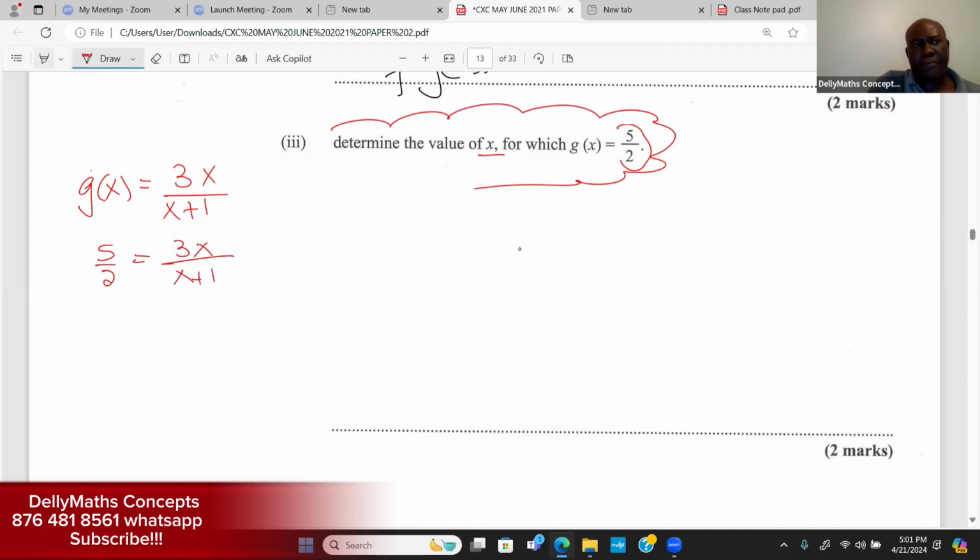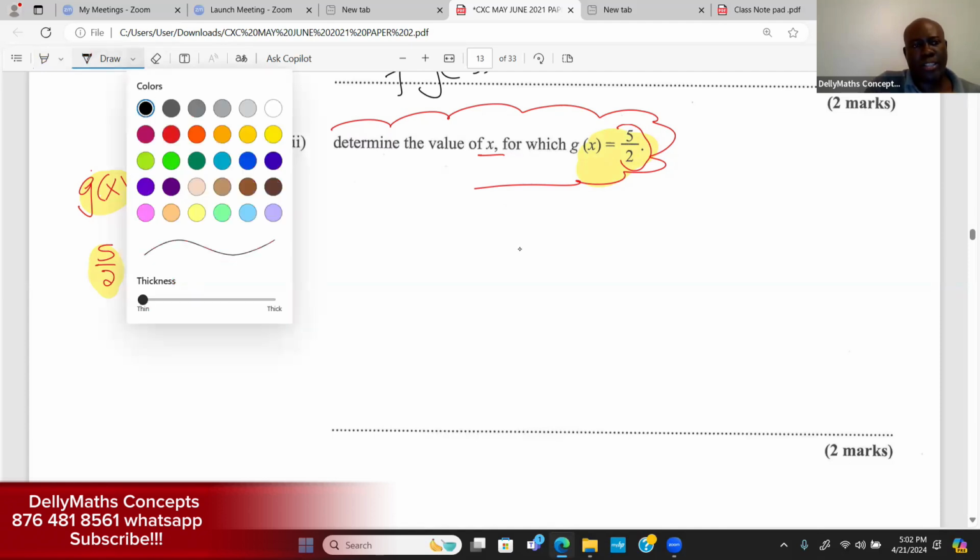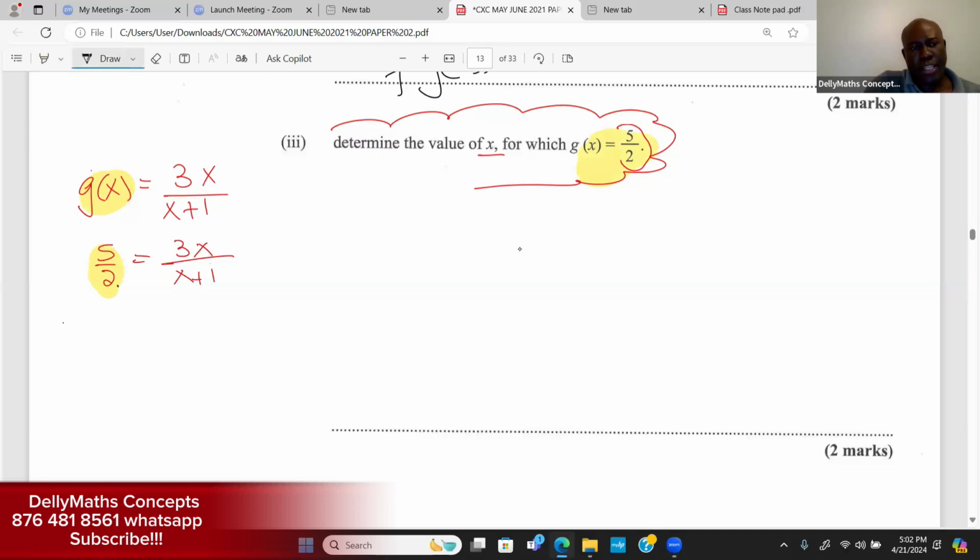So as you could see, g of x is 5 over 2. That's what we were told. So now we're going to solve this. And you want to solve this the way in which you learn to solve. There are multiple ways to do it. I'm going to employ a quick cross multiplication. So I'm going to say 2 times 3x and then 5 times x plus 1. So therefore, I'm going to have 5 times x plus 1, which is equal to 2 times 3x, all right?